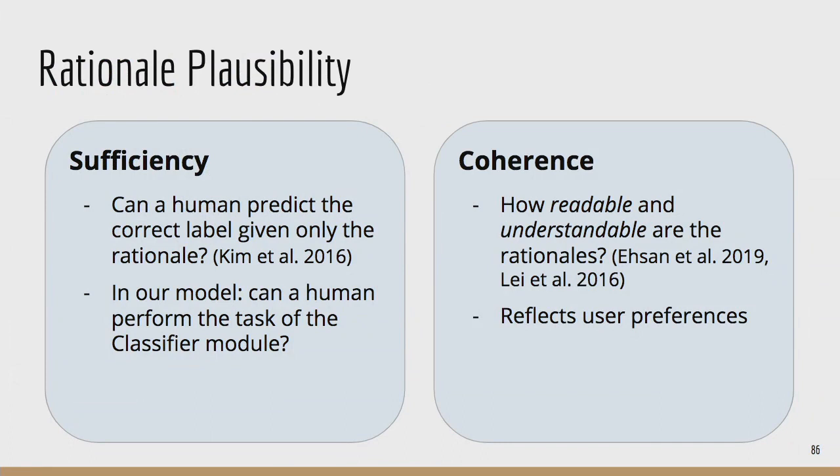And then we also wanted to test coherence. While this isn't a complete social factors analysis, there's a lot more work on that in the HCI community. We did want to test how readable and understandable they were, and our hypothesis was that humans would prefer the contiguous spans to non-contiguous, token selection tasks.